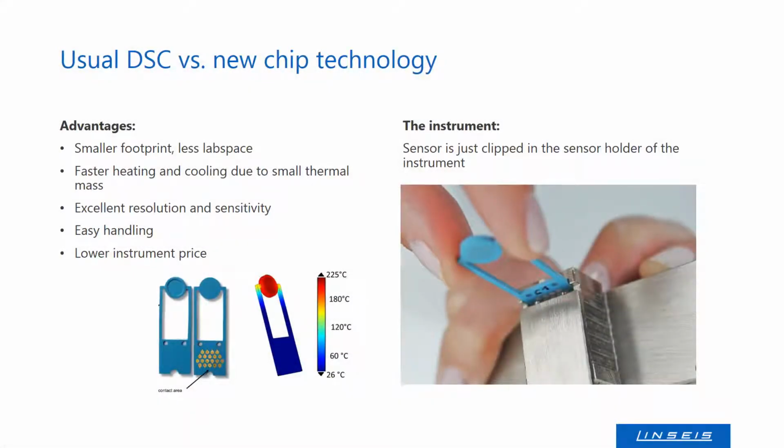The advantages of the new chip design are, beside the smaller footprint that requires much less lab space, of course, a much faster heating and cooling due to the small thermal mass of the new sensor. It provides an excellent resolution and sensitivity, also very easy handling, and of course it causes a much lower instrument price. On the scheme below, you can see the design of the chip sensor, and you can see that the active hot area has only the size of a thumbnail. The chip can also easily be exchanged by the end user within some seconds.